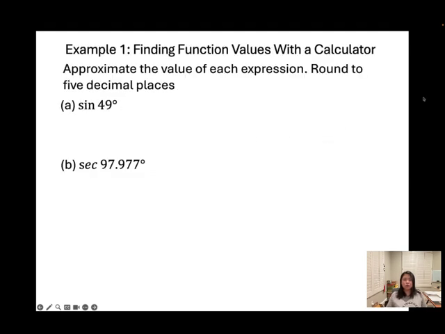Finding function values with a calculator. Approximate the value of each expression to 5 decimal places. I want you to try using your own calculator. Find out what sine 49 degrees is. When you input it, it really depends. Some calculators take 49 and then sine. Some calculators take sine first and then 49 degrees. Try it with your own calculator, to 5 decimal places.